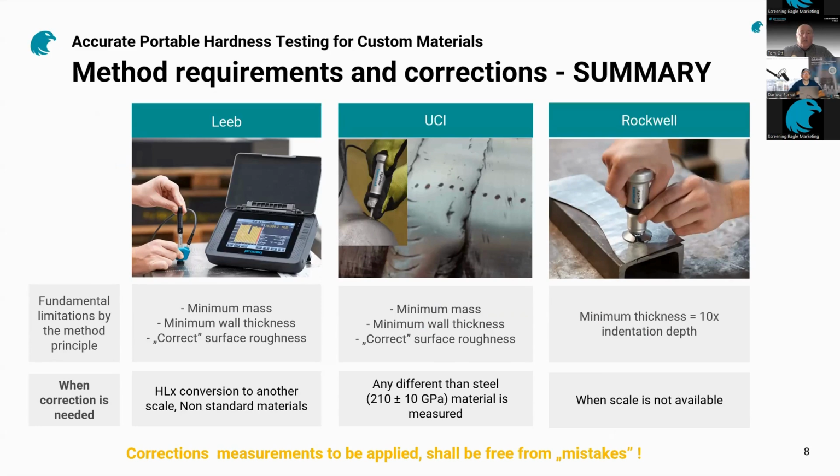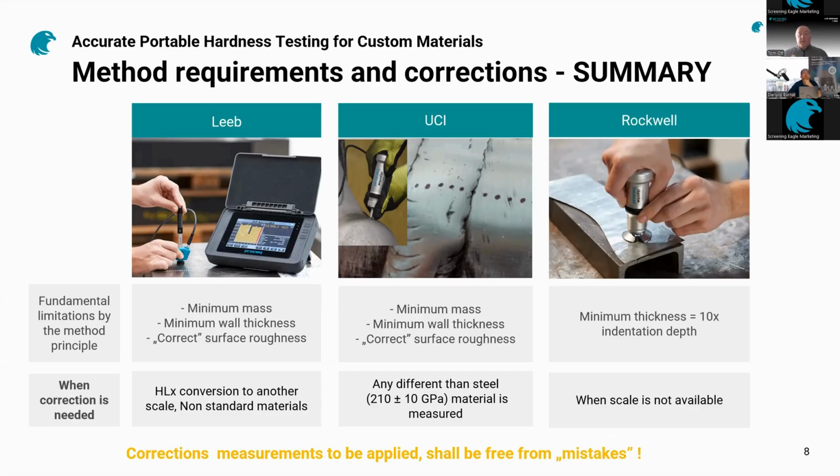So in summary, right? We need to be careful with different things whenever we talk about the different test methods. With Leeb, we start off, we need to have a minimum mass and minimum wall thickness, and of course, the correct surface roughness. And we need to make sure that we use the correct conversion for the specimen that we're testing. Leeb has 9 material groups, and as you go to the boundaries of those material groups, Darius will speak of that a little bit later, then you need to consider doing a custom conversion.